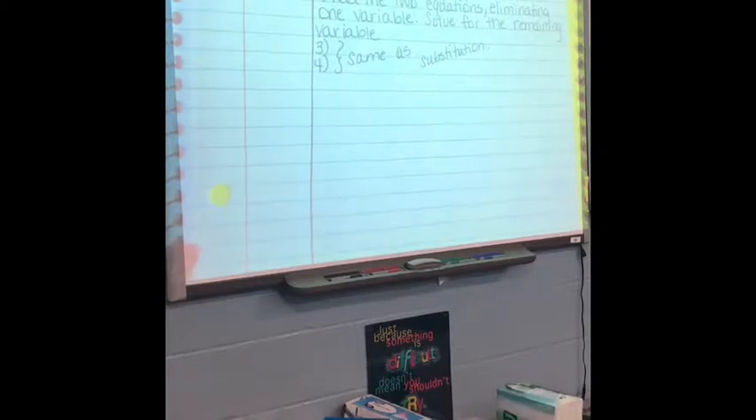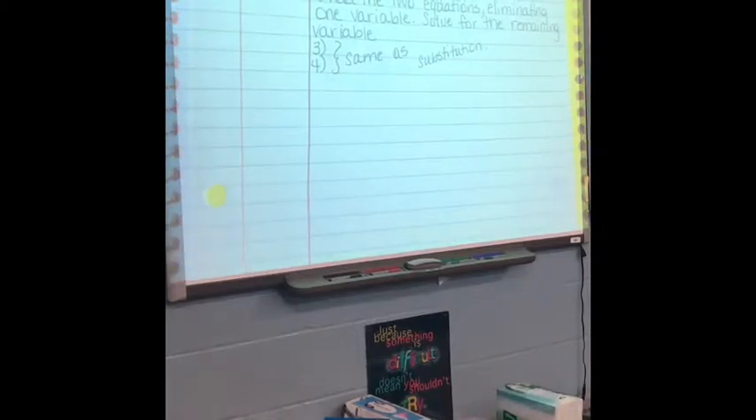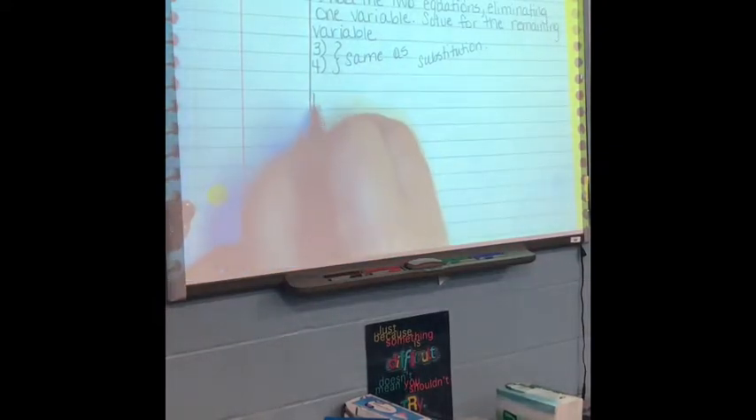Okay, so we've got the opportunity. We may not have to multiply anything. Step 1 may be done for us, right? It could be that you have to multiply one of them by something, or it could be that you have to multiply both of them by something to get a variable to eliminate. So let's look at this first example.